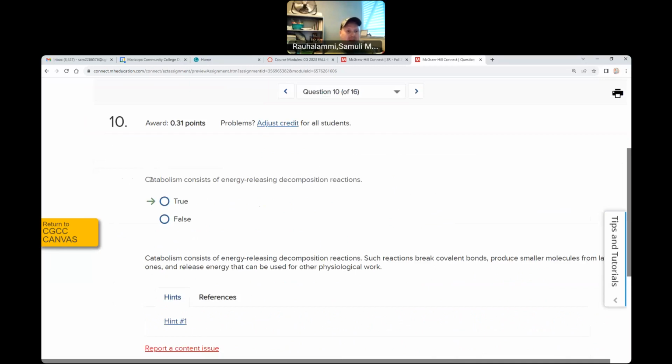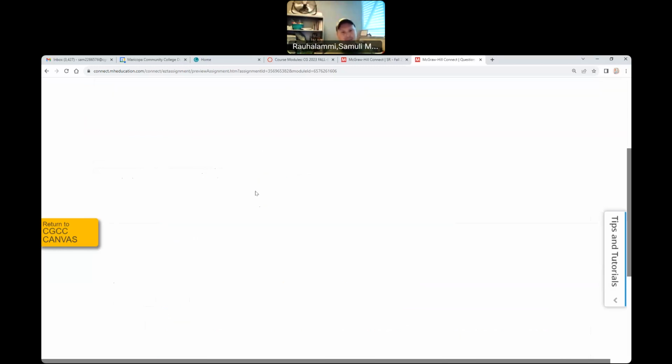There's a true-false statement: catabolism consists of energy-releasing decomposition reactions. I made a little sketch during our review session to explain the concept of catabolism and anabolism. So catabolism does indeed consist of energy-releasing decomposition reactions. That is true. When we take a complex molecule and break it into smaller parts, as we're breaking those bonds that held the complex molecule together, we're releasing energy.